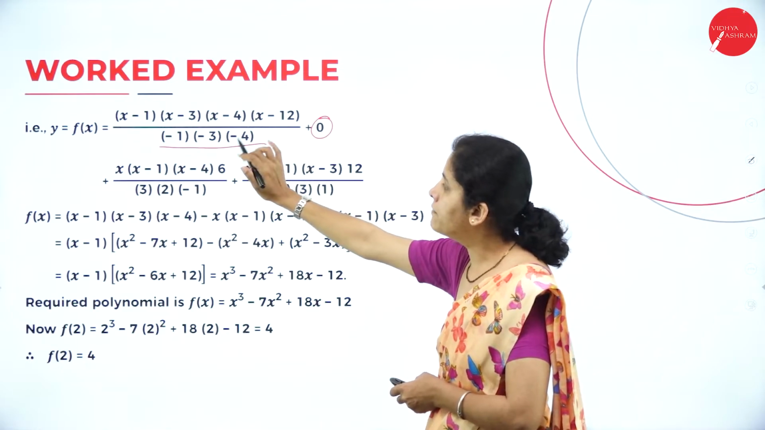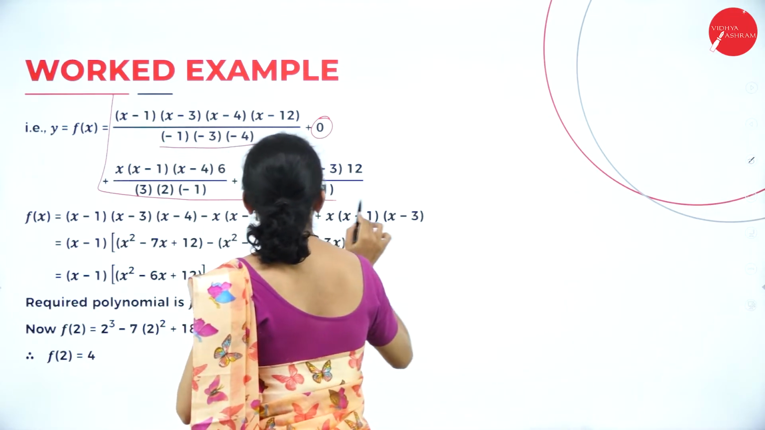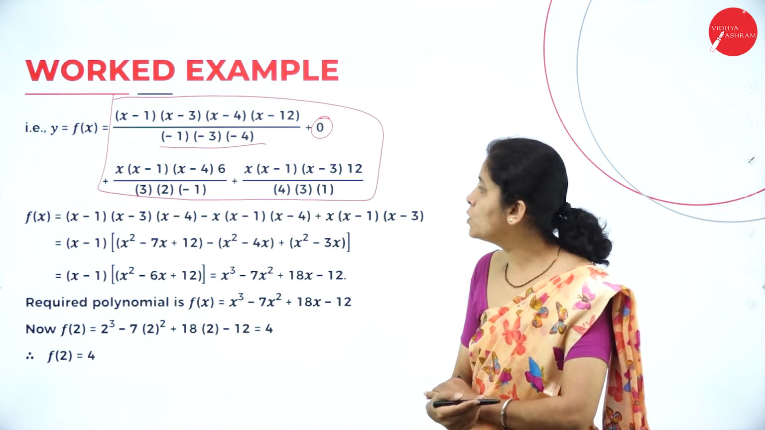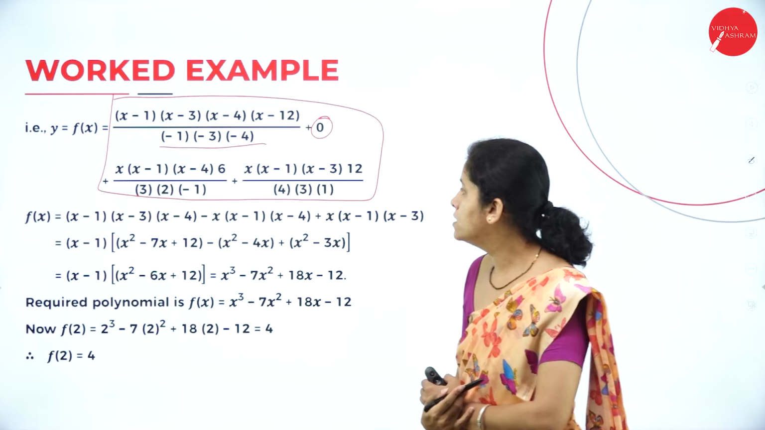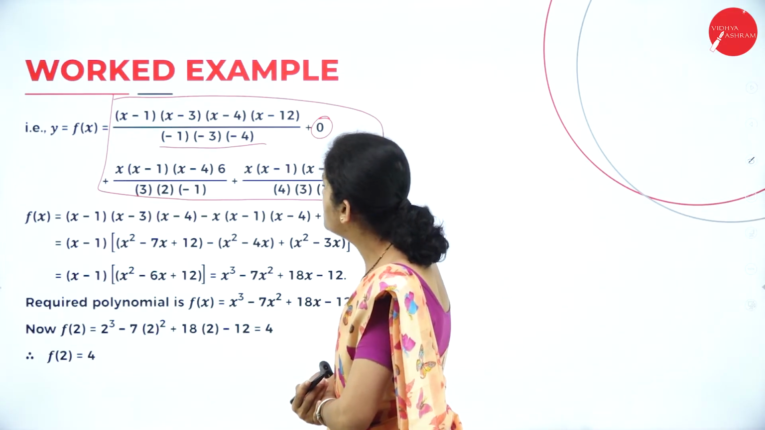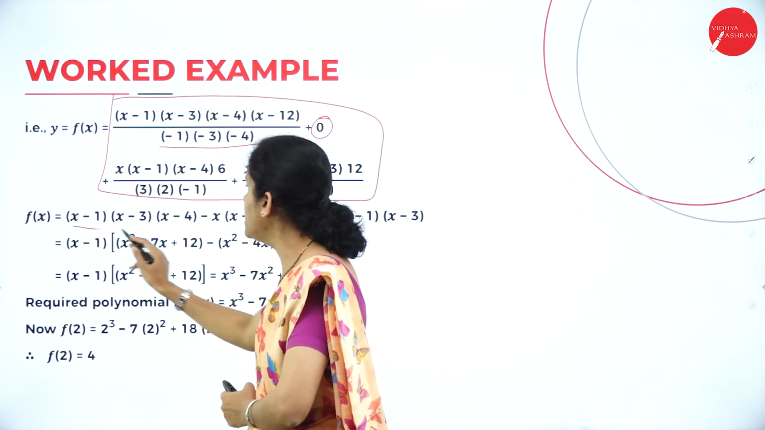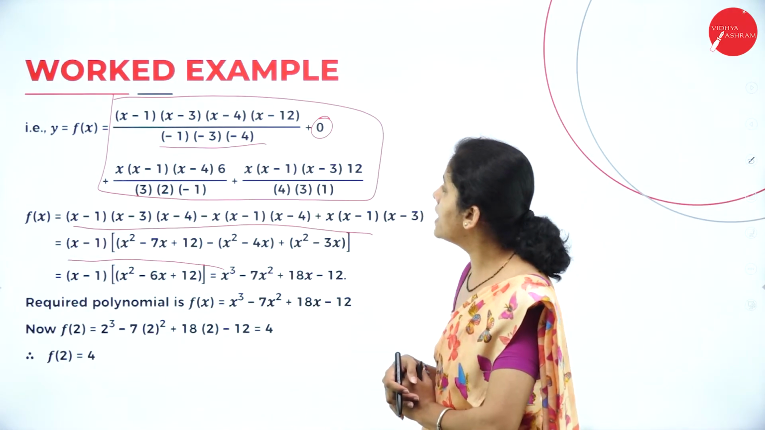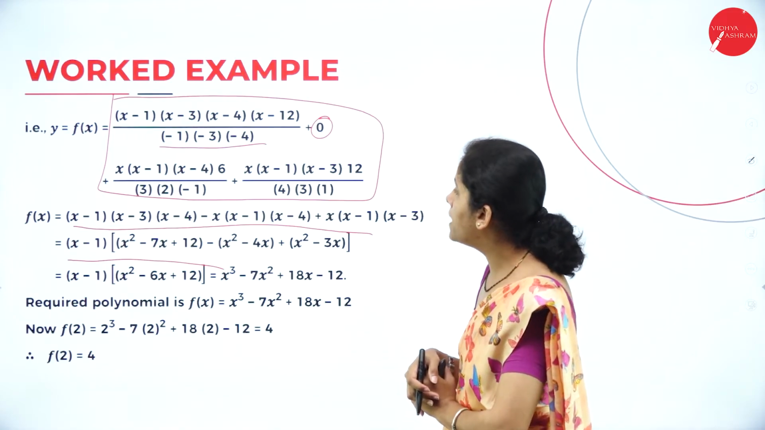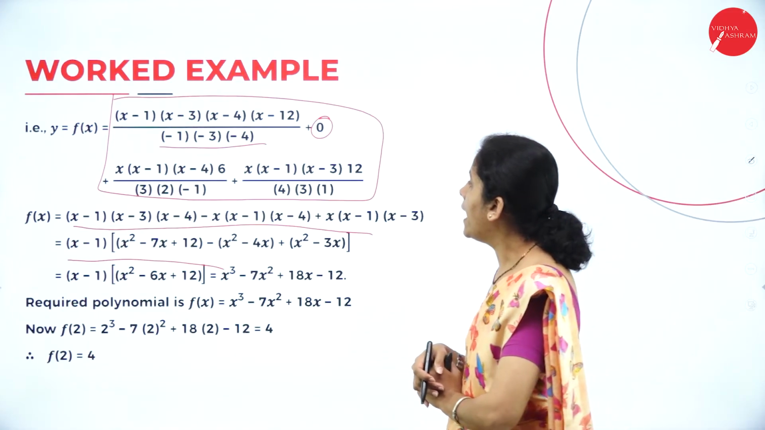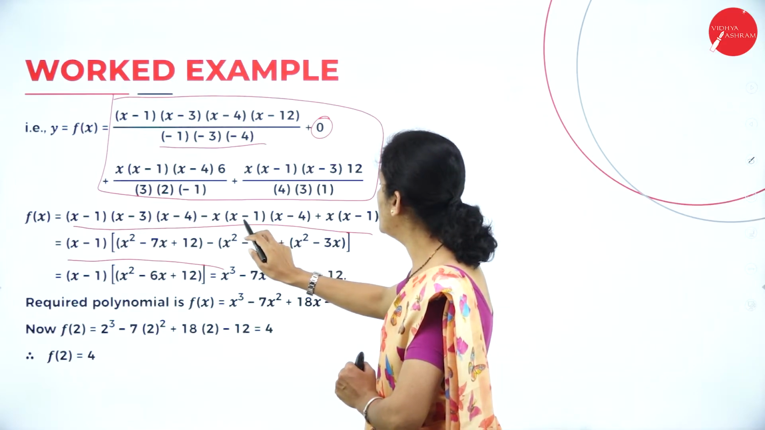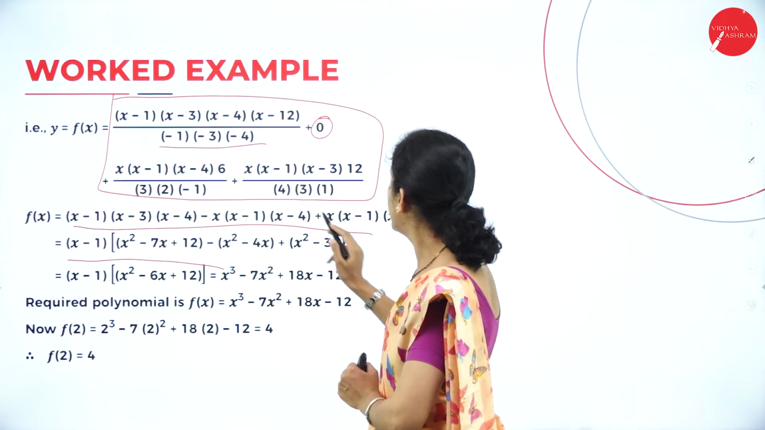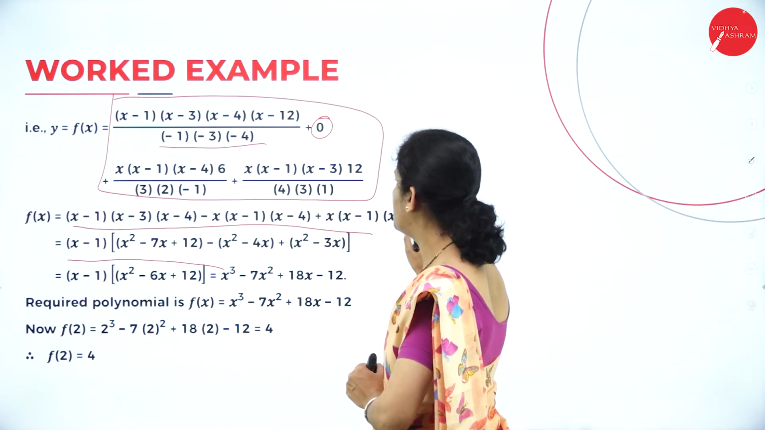Now I have this substituted formula. Now I just want to simplify this one. After simplifying this one, I'll get this answer. So x minus 1, x minus 3, x minus 4, then x minus x of 1, then x minus 4, then x minus x of 1, then x minus 3.